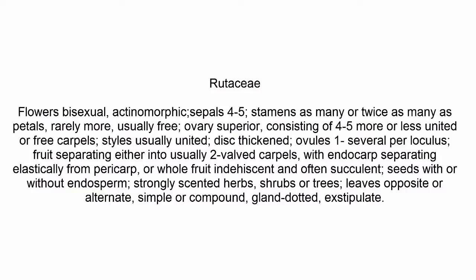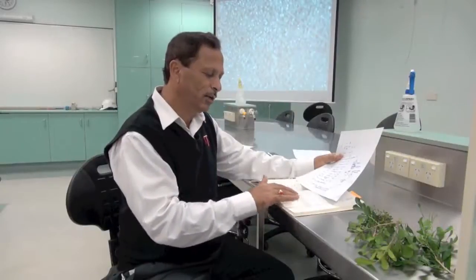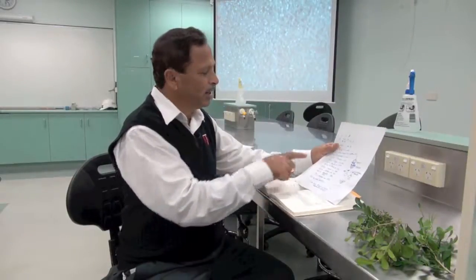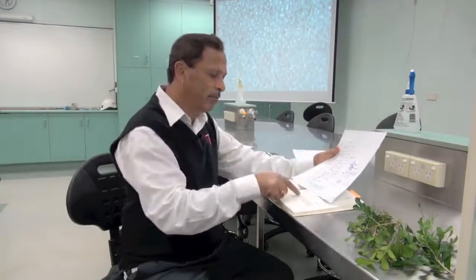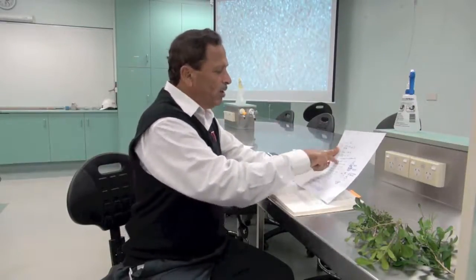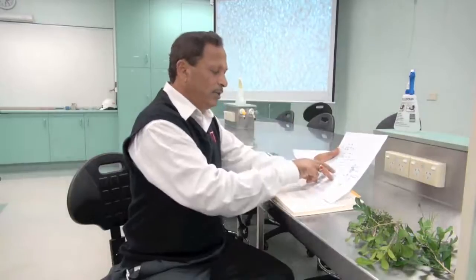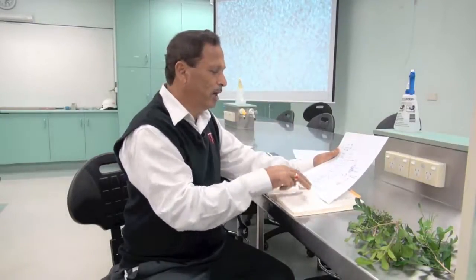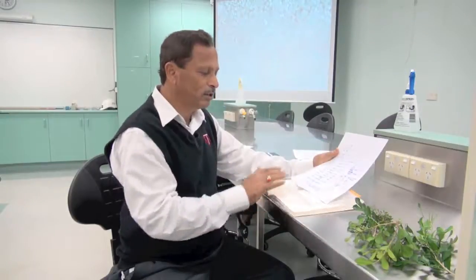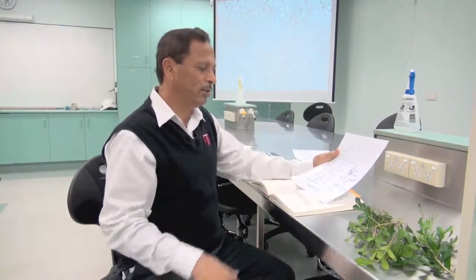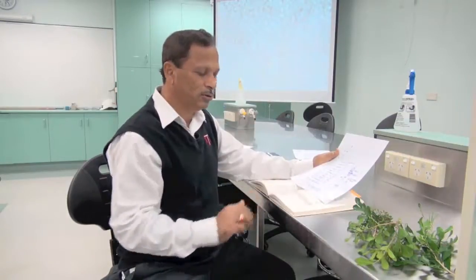Then the plants are usually herbs, shrubs, or trees, leaves opposite or alternate, simple or compound, gland dotted, and exstipulate, means they don't have the stipules. So try to assess all these characteristics, and you have identified all these things, and compare the description here with what you have already discovered by dissecting that specimen. So in this case, most of the characters described here apply to the specimen you are dealing with. So as a result, we can believe that this specimen belongs to the family Rutaceae.